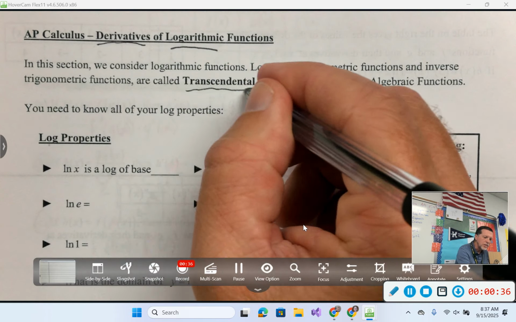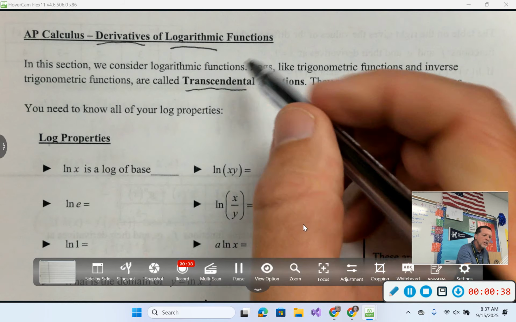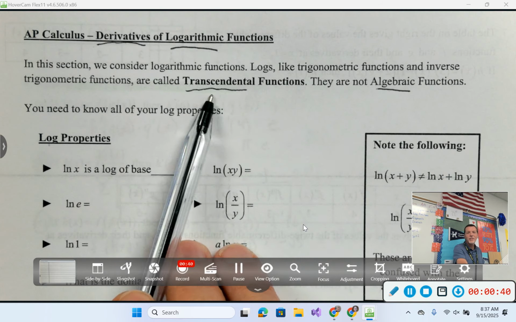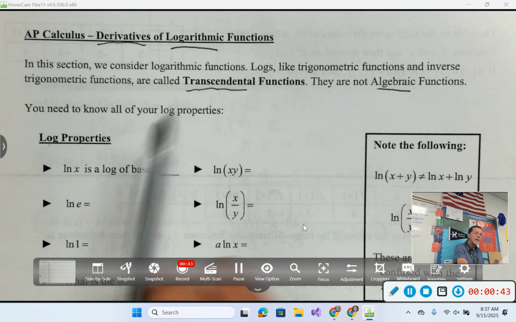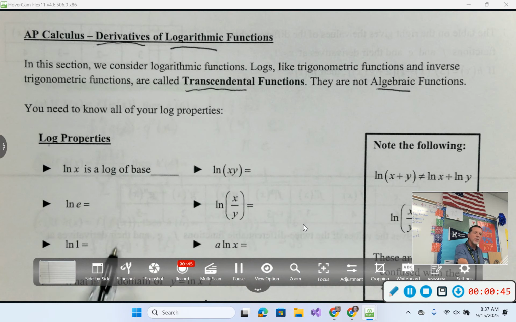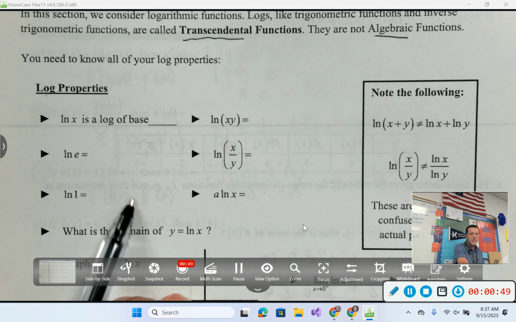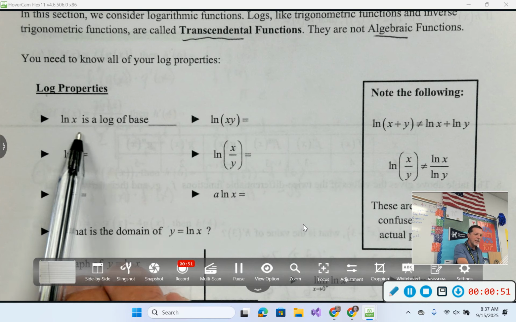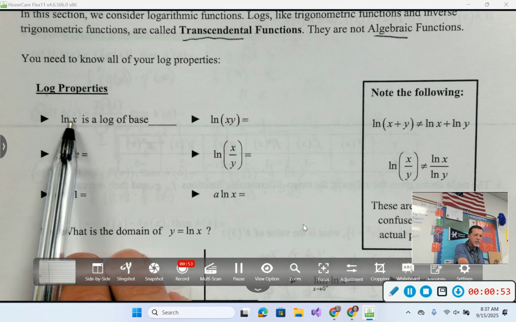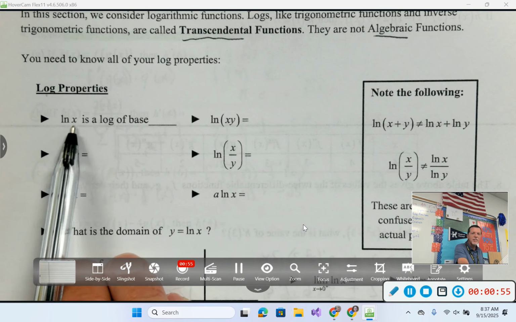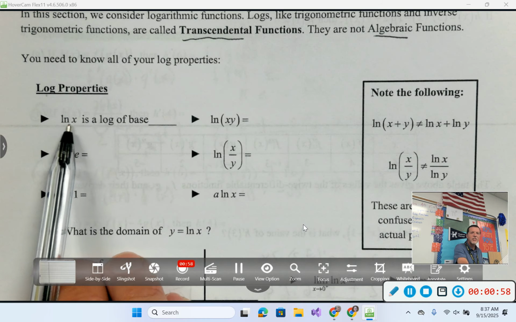You don't need to know this vocabulary here, but logs and sines are transcendental functions, not algebra functions. Whatever. Let's talk about some log properties. So let's review logs before we talk about derivatives of logs. Natural log x is the log base. What's the invisible base that's right there for a natural log?